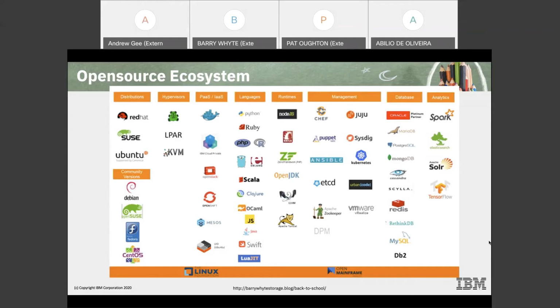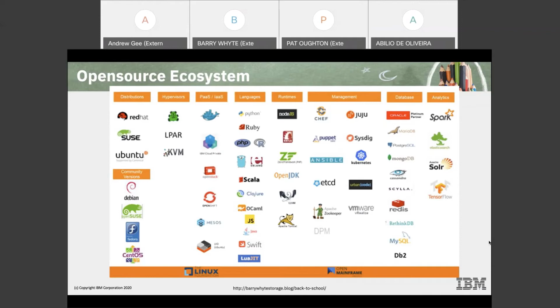Hypervisors: the teddy bear, for some reason, is the 1970s emblem they chose for z/VM, which is the IBM operating system that runs as a virtualization layer. Then LPAR, which is hard partitioning, and KVM, which is part of the Linux distributions these days. And then all the way across Docker, Cloud Private, OpenStack, OpenShift. Docker is the flavor of the month.